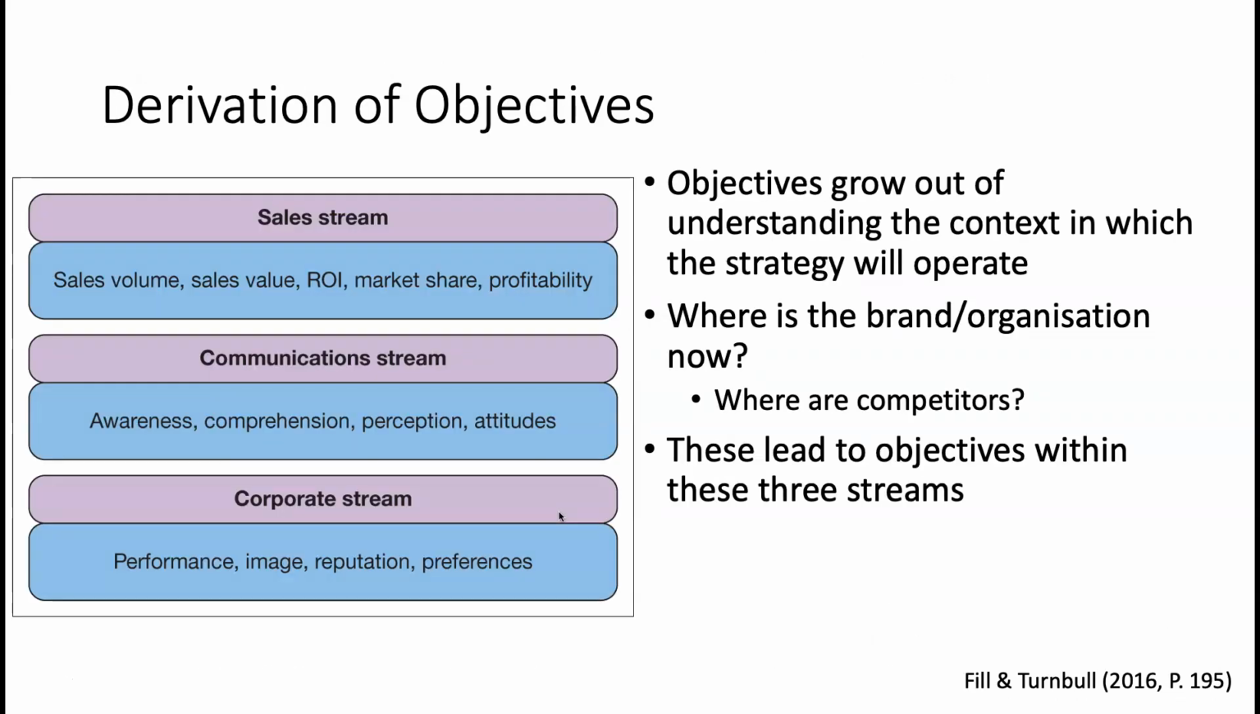So Phil and Turnbull surmised that objectives can be divided into three main streams, three main areas. And again, this will vary depending on whether a business is developing objectives, a charity, a not-for-profit, an organization, etc. But they do confirm that objectives grow out of our understanding of the context in which the strategy will operate. So that's the situation analysis.